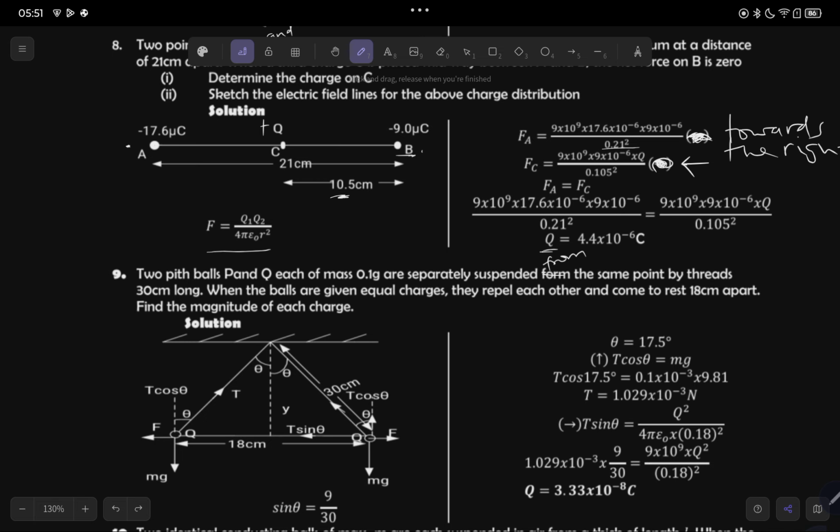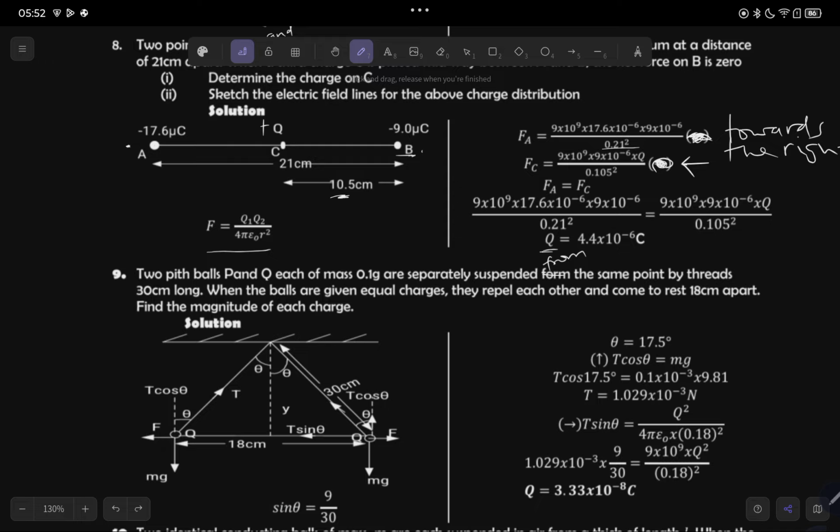Now, in this question, we have two pith balls, each having a mass of 0.1 grams. They are held by equal threads, and since they have the same charge, they will repel because they are given equal charges. They will repel themselves and be at a distance. The distance between them, when they come to rest, is 18 centimeters apart. They are asking us to find the magnitude of each charge.